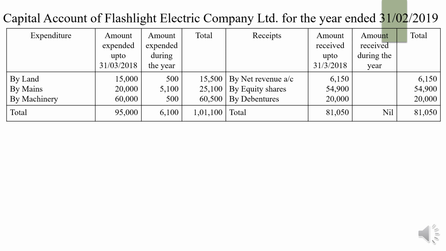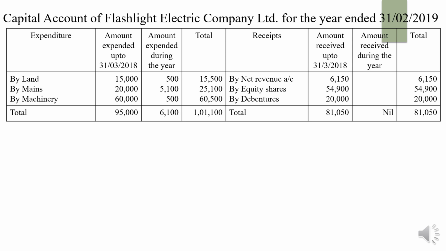Then total expenses. The first one is land, opening balance 15,000, purchase during the year 500, total is 15,500. Then, opening balance 20,000 and current year purchase 5,100, total is 25,100. Then machinery, purchased during the year is 500, opening balance 60,000, so total is 60,500. Thus the total expenditure is 1,01,100.